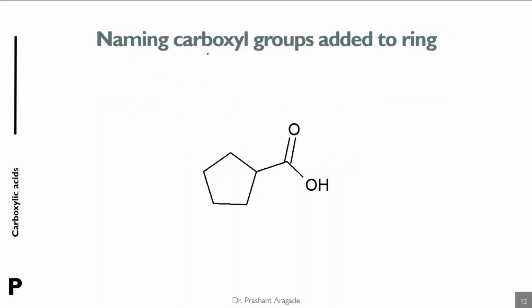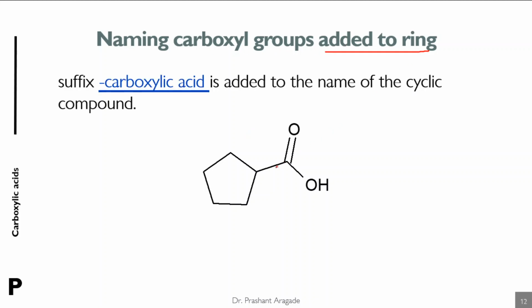So just try to name the carboxyl group which is attached to a ring. Whenever such a compound is there, then you have to use carboxylic acid as a suffix, and this suffix is added to the name of the cyclic compound. So here there are 5 carbon atoms in a cycle, that is cyclopentane, and you have to add the suffix carboxylic acid. So the name of the compound is cyclopentane carboxylic acid. This carboxylic acid suffix is used for cyclic alkane compounds containing a carboxyl group.